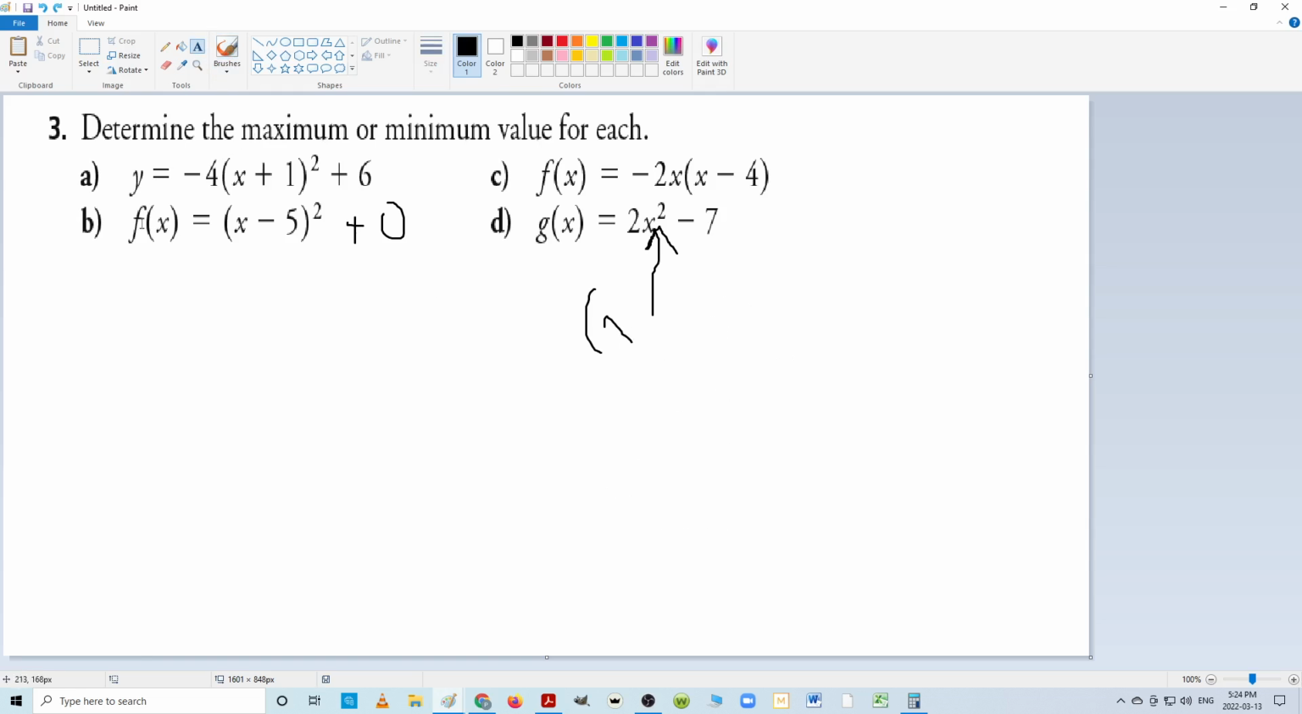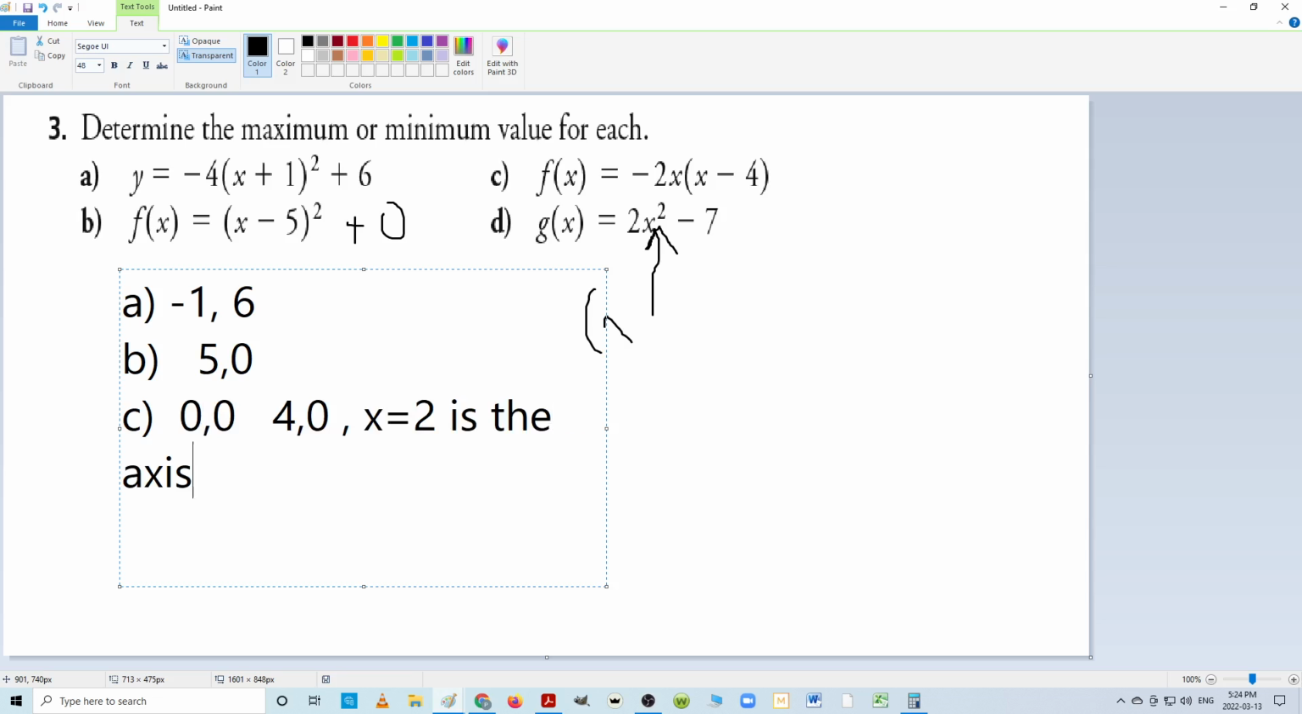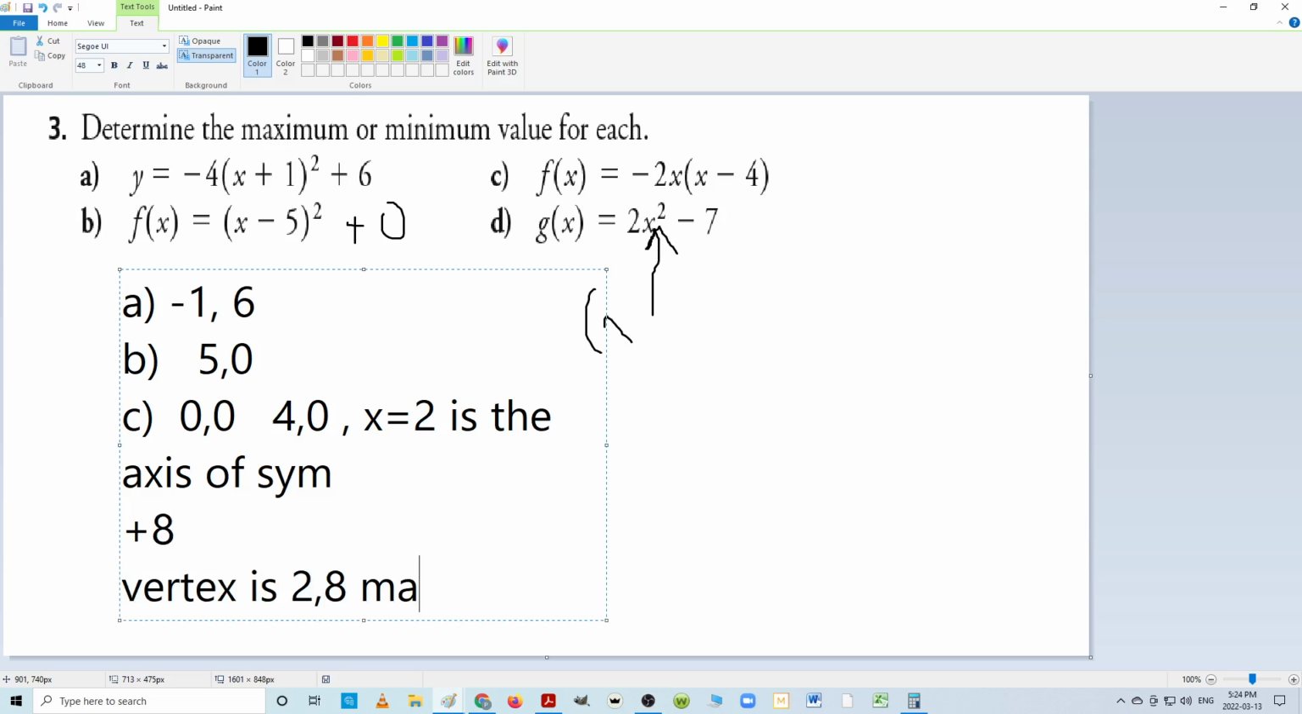So stating these in order, A is minus 1, comma 6, so it's opposite for x. B is 5, comma 0. C, we only know that it goes through 0, comma 0 and 4, comma 0, which means x is equal to 2 is the axis of symmetry, which means if I put 2 into there, I get minus 4 times minus 2, which is plus 8, which means the vertex is at 2, comma 8. And it's facing down, so it's a max. This is facing down, so it's a max. This is facing up, so it's a min.